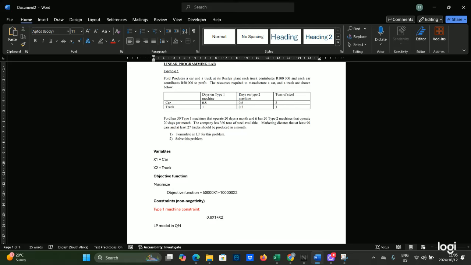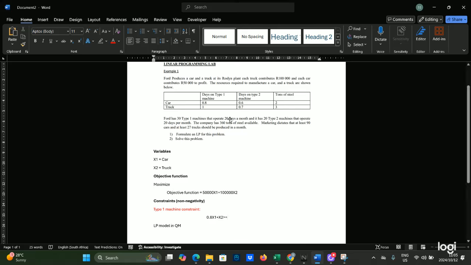And then we have to decide on our constraint. With regard to type 1, they're saying these 30 type 1 machines operate 20 days a month, which means these machines can't exceed that 20-day operation. But since the machine operates 20 days and we have 30 of them, how are we going to get our constraint? It should be less than or equal to.